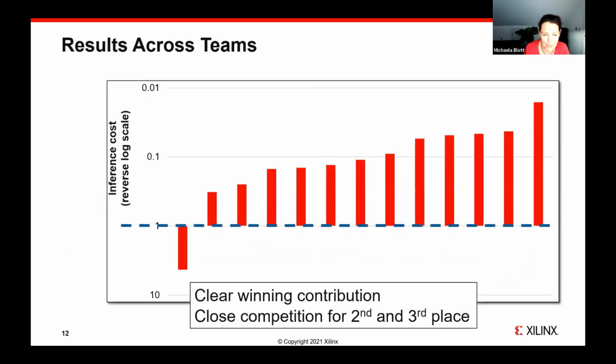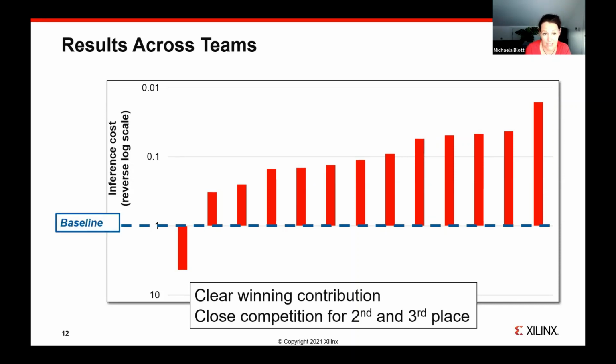And here's a plot of the result scores of all 13 contributions, each represented by a red bar. Hold on with extrapolating your own position yet. It's going to be revealed shortly. So the y-axis is inference cost on a log scale.